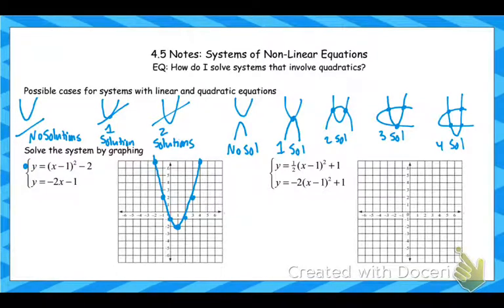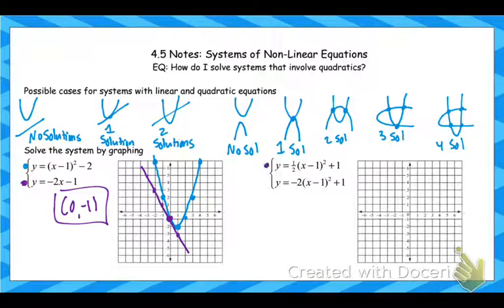Then I would go ahead and graph my line. The line has a y-intercept of -1 and a slope of -2. And if you look, that line is only going to touch in one spot. The place where they both overlap is at (0, -1). Since that's the intersection, that is my solution. All right, looking at the next one.